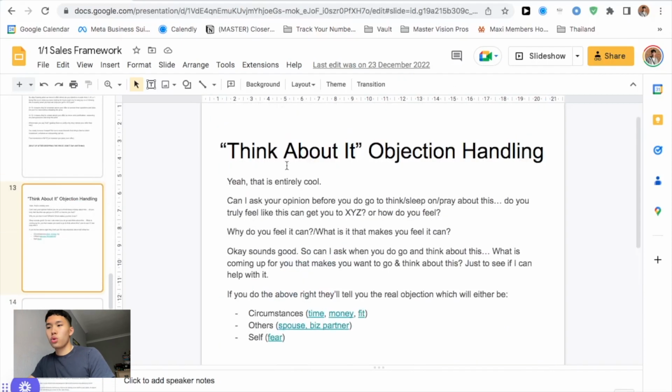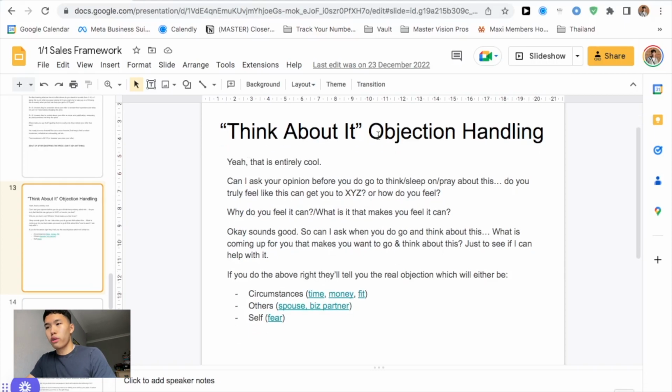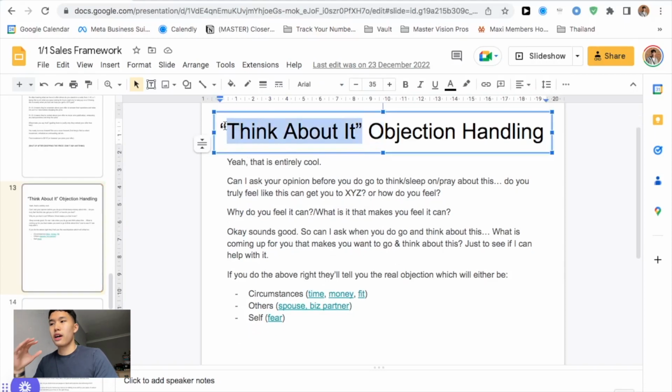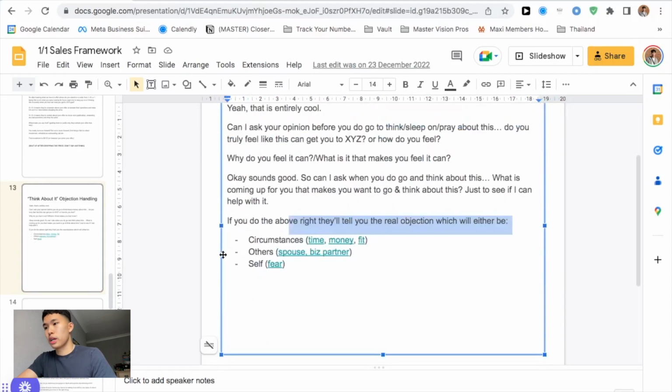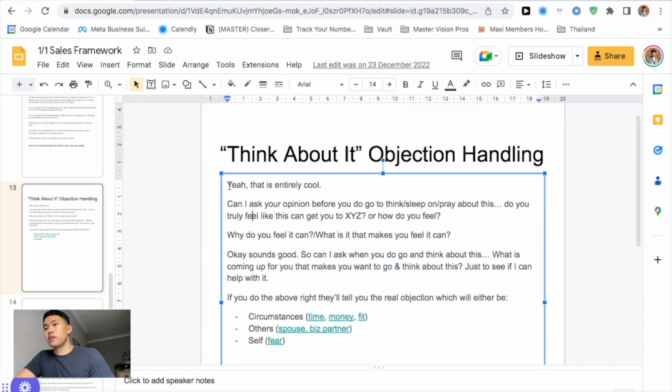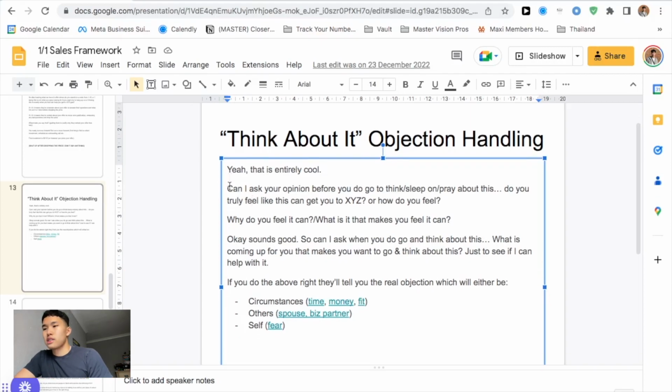So the most notorious one, as I said, is the think about it objection. And again, this is a smokescreen. It's not a real objection, because what you're looking for here is to get them from saying I'm thinking about it to one of these three actual real objections. So they say, yeah, that sounds good, I like the price, I just need to think about it. And you just say, yeah, that's entirely cool. Can I ask, in your opinion, before you go to think, sleep on, or pray about this, do you actually truly feel this can get you to XYZ, aka the goal?